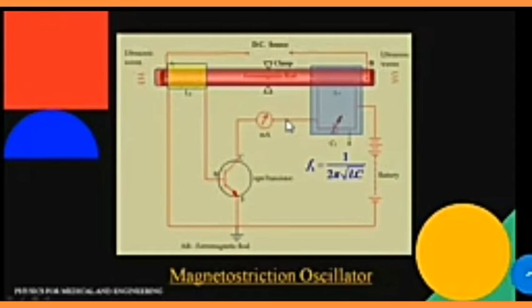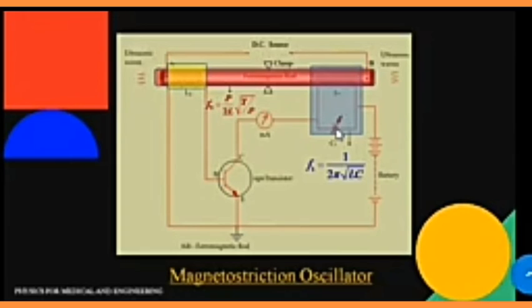The frequency of the oscillation of the circuit is controlled by the variable capacitor C, and now the natural frequency of the rod is given by f2 = p/(2L) √(Y/ρ), where p is the harmonic mode, L is the length of the ferromagnetic rod, Y is the Young's modulus, and ρ is the density of the material.